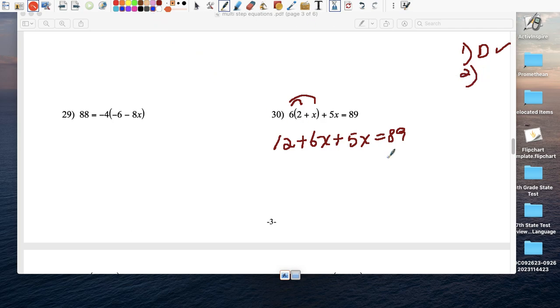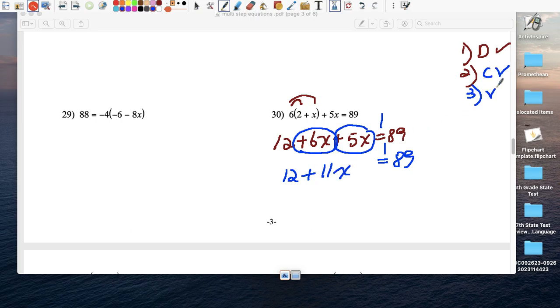Can I? Well, here, the 89, no. But on this side, I can. Remember, there's a wall here, right? I can combine this guy with this guy. 6x positive plus 5x. So that's 12, and then 6x plus 5x is 11x. So combine like terms, check.